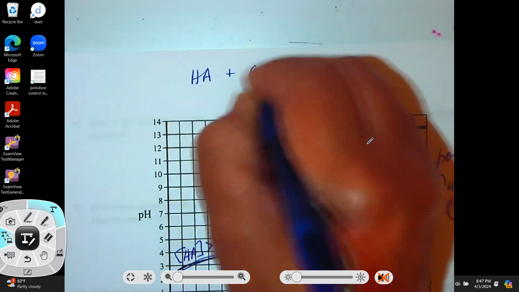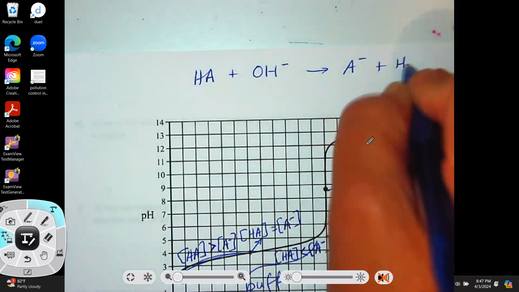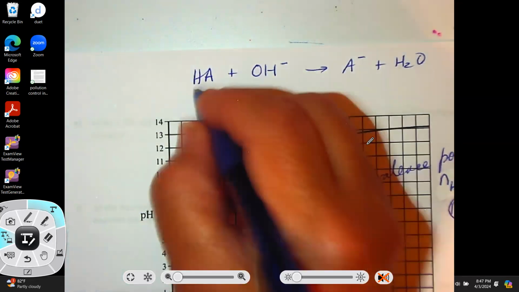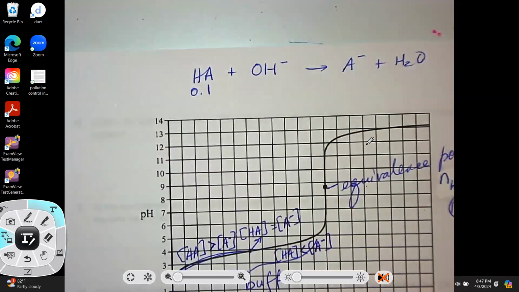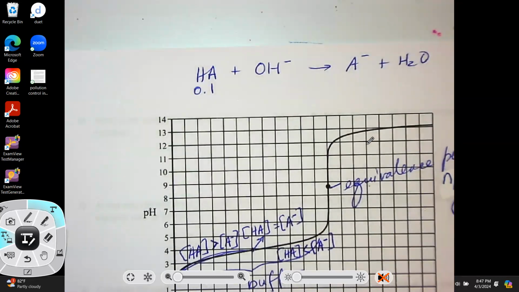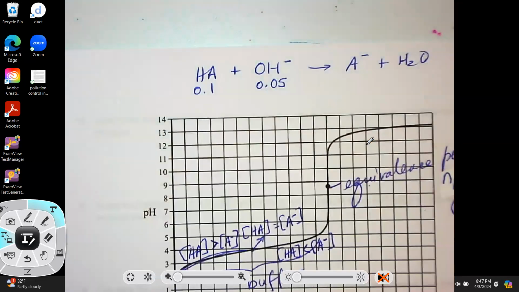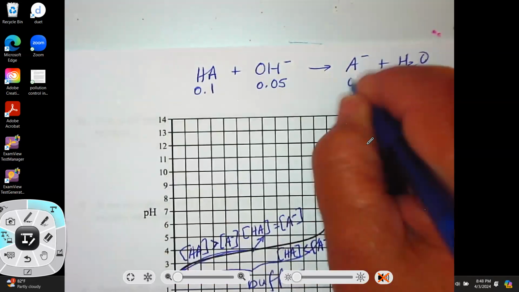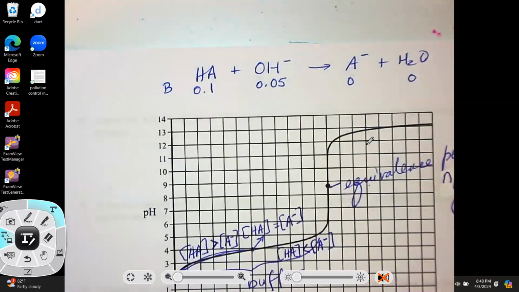And to explain that even better, for example, let's say that you have a weak acid reacting with sodium hydroxide, forming the conjugate base plus water. For example, let's say that you started with 0.1 moles of your weak acid. And then let's say that you add half the number of moles of the base, okay? And of course, you have none of the products to begin with. This is the beginning. Let's call it B, beginning, or before.